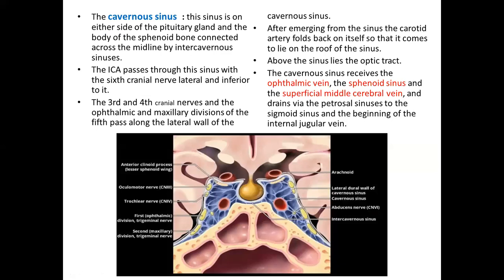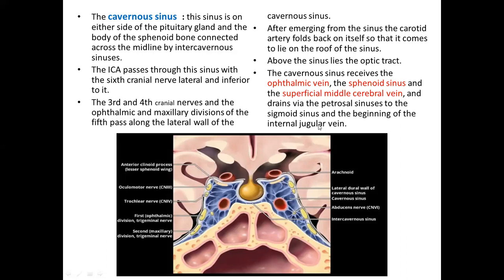Cavernous sinus. The cavernous sinus is situated on each side of the pituitary gland and body of the sphenoid. The internal carotid artery passes between the dural layers forming the cavernous sinus, with the abducent nerve inferior and lateral to it, while on the lateral wall of the sinus will be the oculomotor, trochlear, ophthalmic, and maxillary divisions of the trigeminal nerve. When it emerges from the cavernous sinus, the internal carotid artery will be on the roof of the sinus, and the optic tract superior to the sinus.